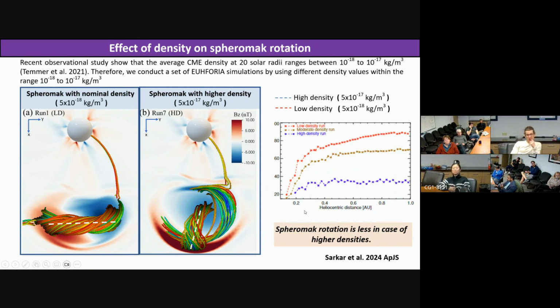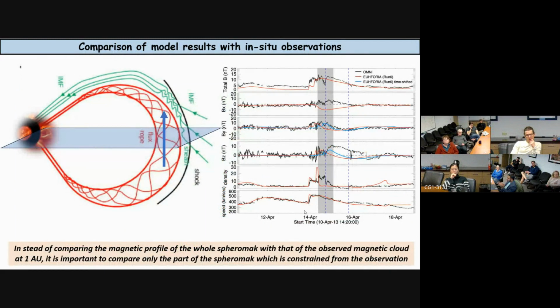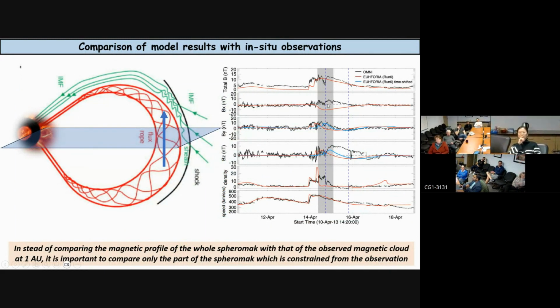With this, what we have also found is, if we compare the spheromak structure with the in situ observations at 1 AU, here is the comparison we are showing. Here again the black solid lines are the in situ signatures of different plasma parameters at 1 AU, and the red solid lines are the model outcomes from the model with EUHFORIA.